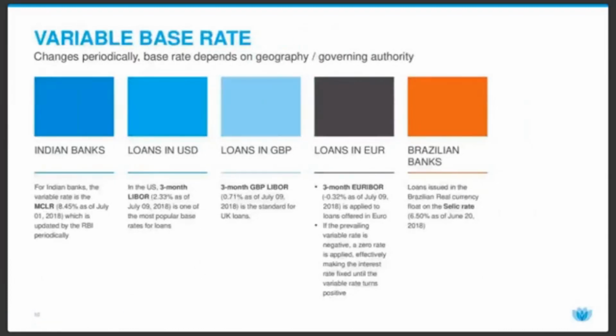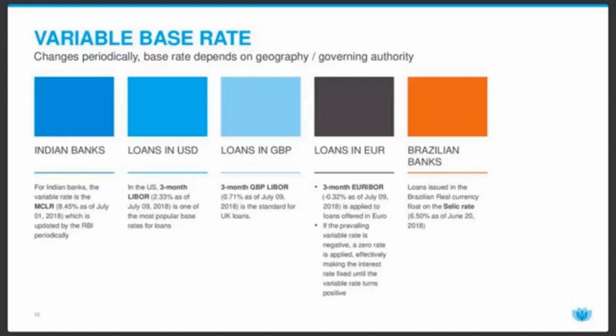The next thing to take into account is the variable part of the interest rate. So like I said, to the best of my knowledge, every education loan out there is a variable rate loan. It has a fixed component that I just spoke of, and it also has a variable rate. Now, these rates change periodically, right? In some cases, base rates, as they're called, depend on either the geography or the currency that you're borrowing in, or sometimes on the governing authority like the central bank.